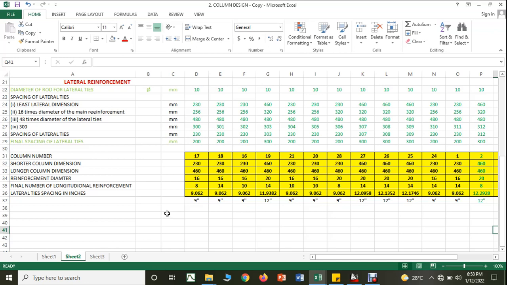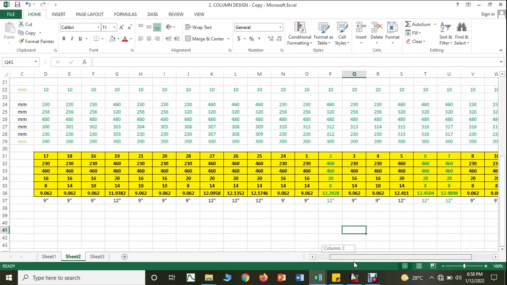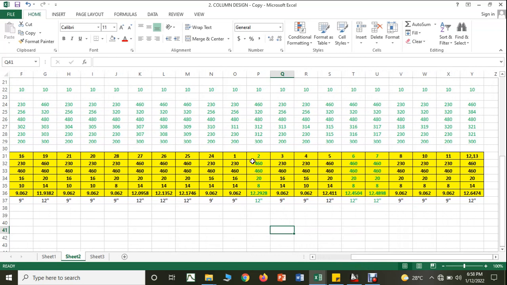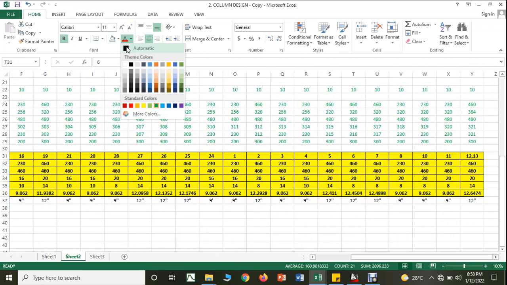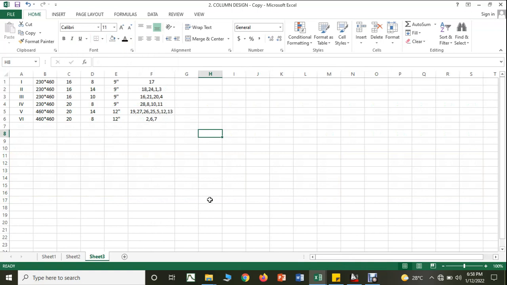Welcome back, learners. In the previous lecture, we completely finalized the design of the columns as per this. After that, we have also made the grouping of the columns. You can see that we have made the 6 groupings.